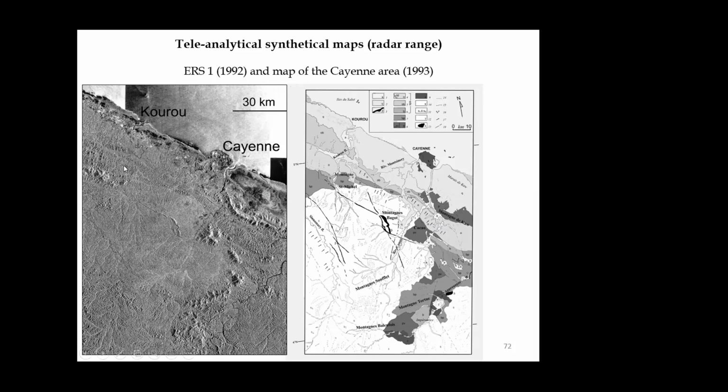But it is also important to have in mind that the radar data alone is not necessarily enough for drawing a very good geological map or thematic map. So field data and other data, what we call exogenous data, are always important to know.